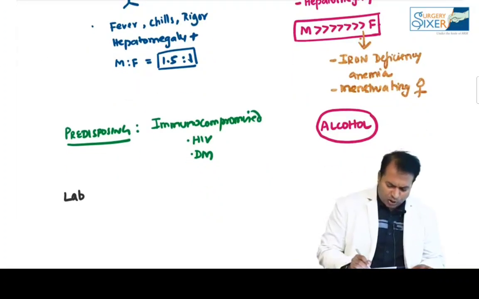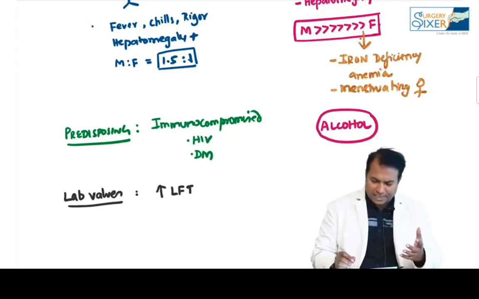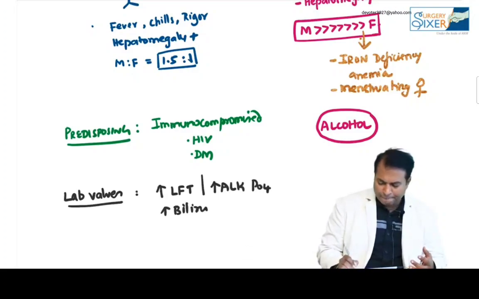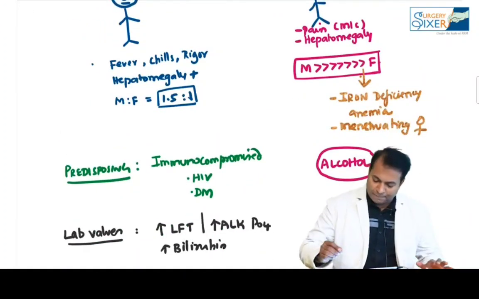Okay. And when they come to you, we do lab values. LFT will be increased, especially there will be increased alkaline phosphatase, and increased bilirubin in case of pyogenic abscess. But in case of amoebic abscess, everything will be normal.